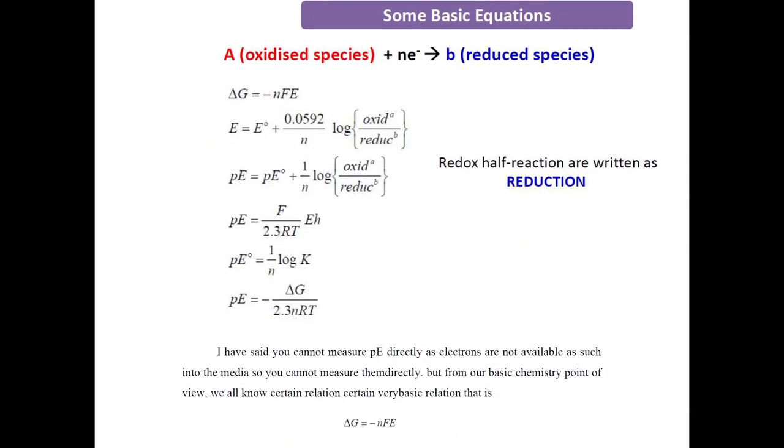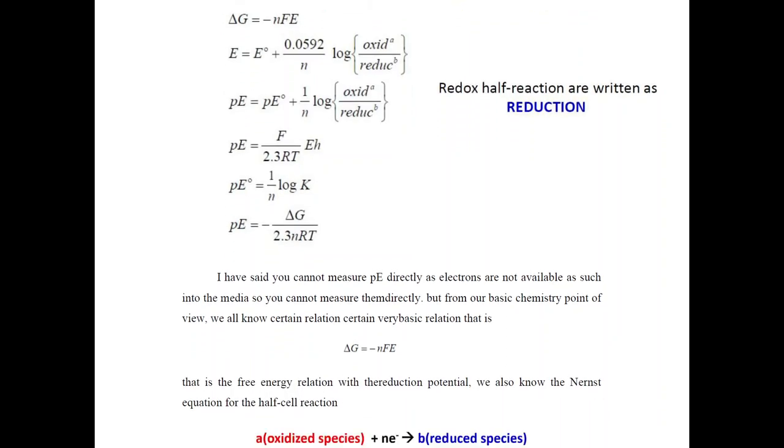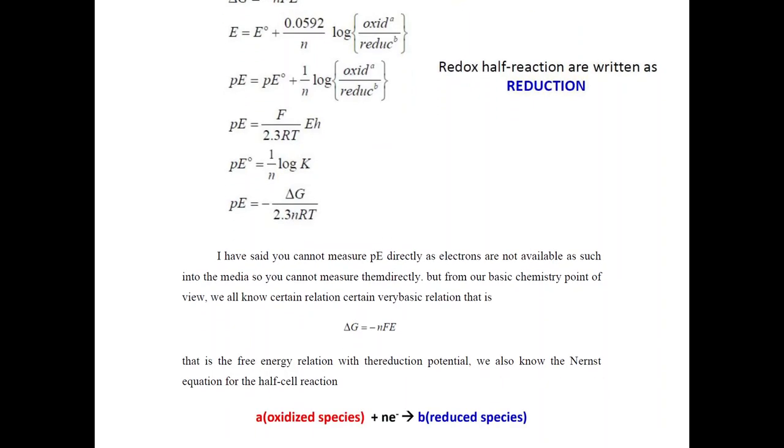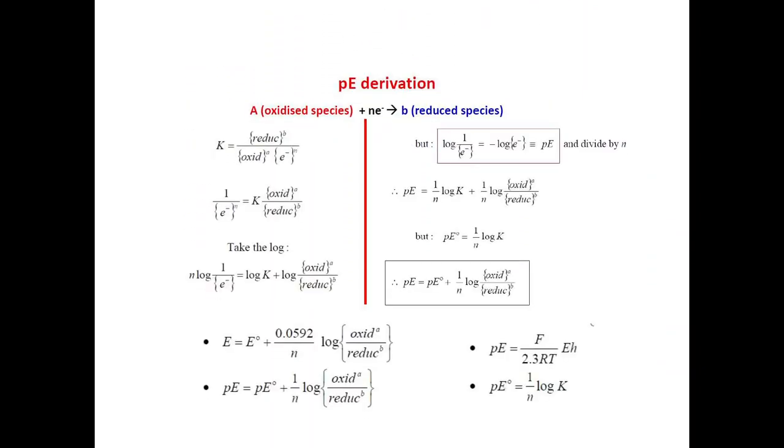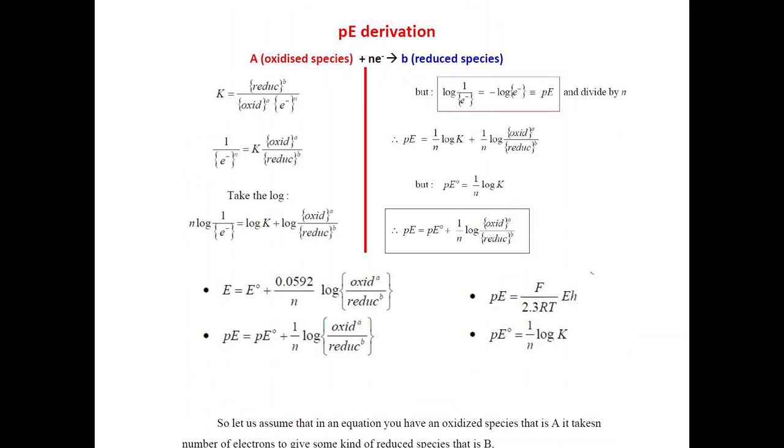Now there are some basic equations. An oxidized species A plus an electron gives B, which is a reduced species. Redox half reactions are written as reduction, where we calculate pE equal to minus delta G over 2.3 nRT. Going further for the pE derivation, you can see K equals reduced species over oxidized species times electron. Now the number of electrons n for pE: n log 1 over electron equals log K plus log of oxidized A over reduced B. E equals E naught plus 0.0592 over n log of oxidized over reduced.